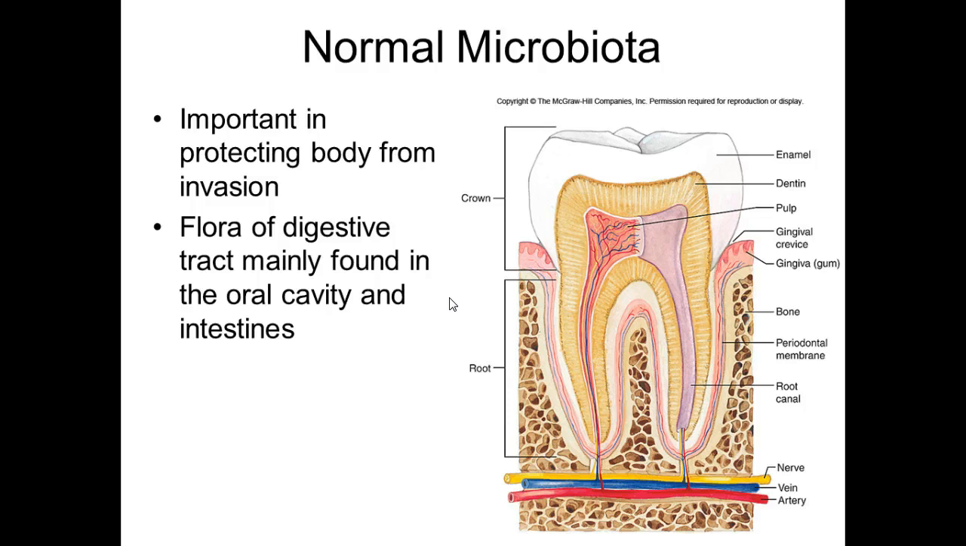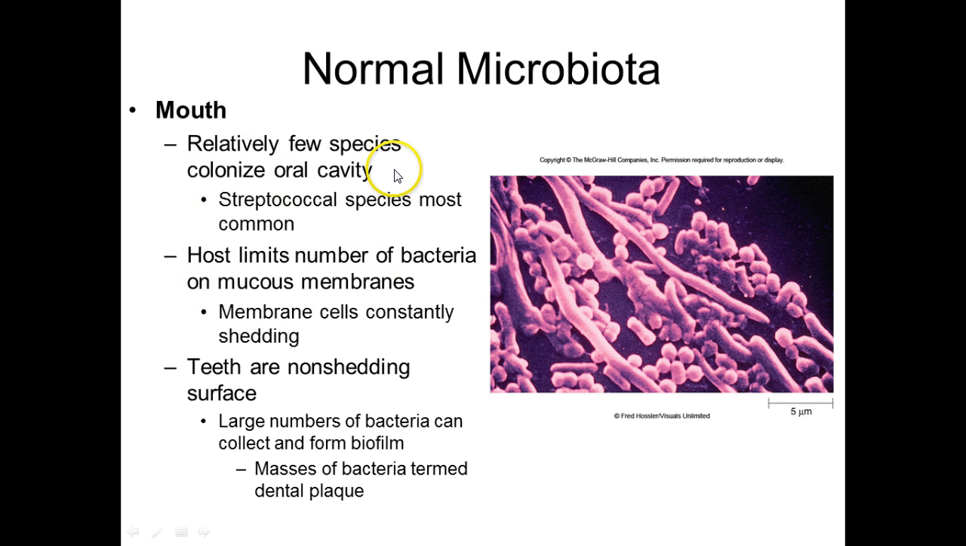Because they can attach to the non-shedding surfaces of your teeth, and there, when given sugar, organisms like Streptococcus mutans will produce acids that eat away at the enamel and the dentine, and can destroy your teeth, which are of course necessary and help us in chewing up our food, unless you want to be using a blender all the time. So relatively few species do actually colonize the oral cavity, but streptococcal species are most common.